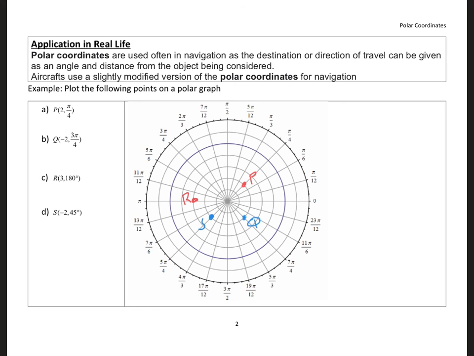Again, negative radius. And that's all about how to graph the points on the polar system and how to differentiate between polar and rectangular coordinate systems.